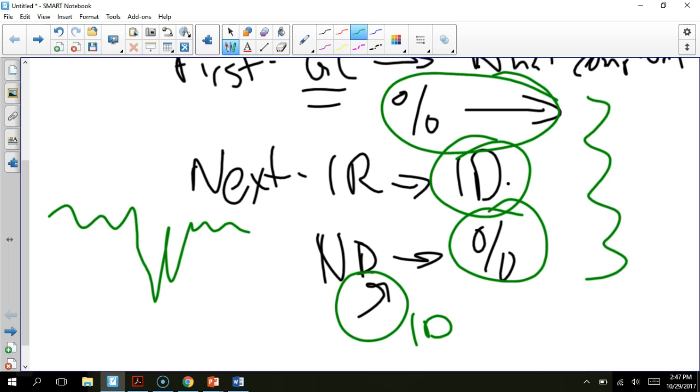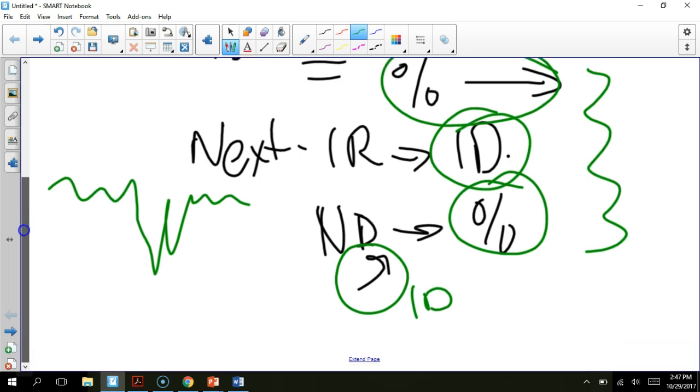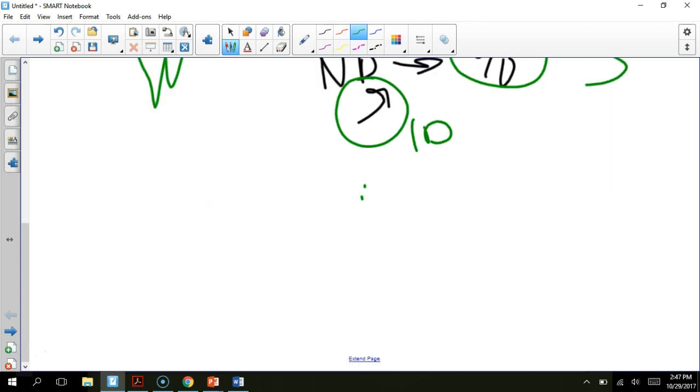So using those three methods and anything else that you want to use, your job is to tell me what the compound is, what the solvent is, ID it, and then tell me what the percentage of that solvent is in the sample.